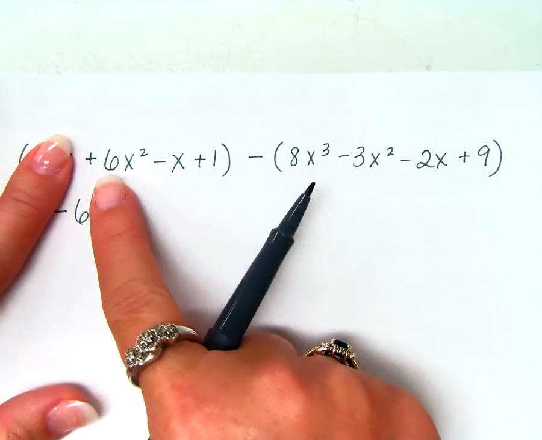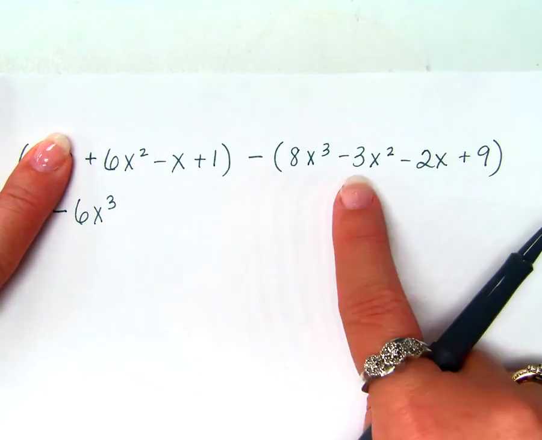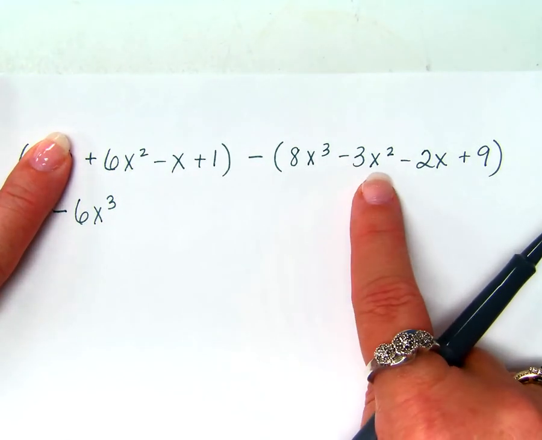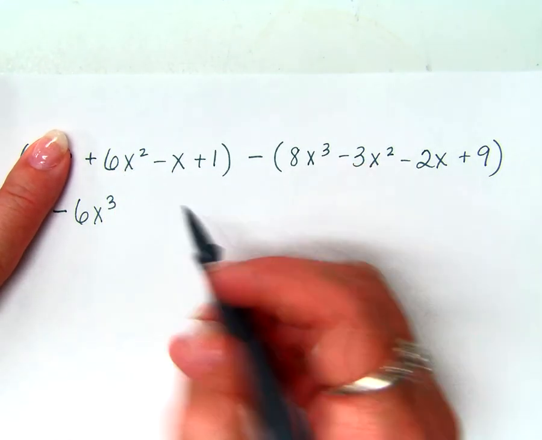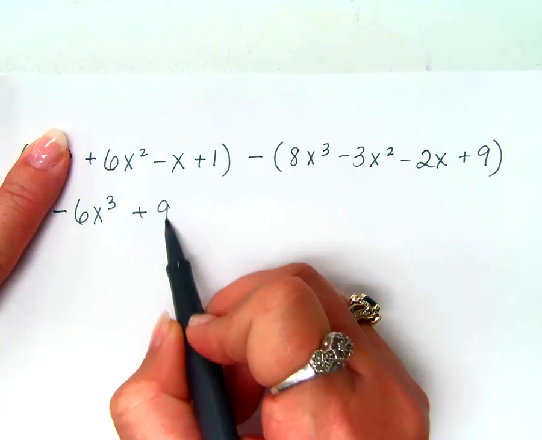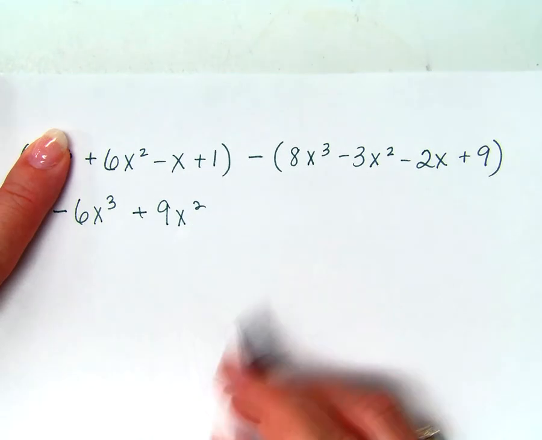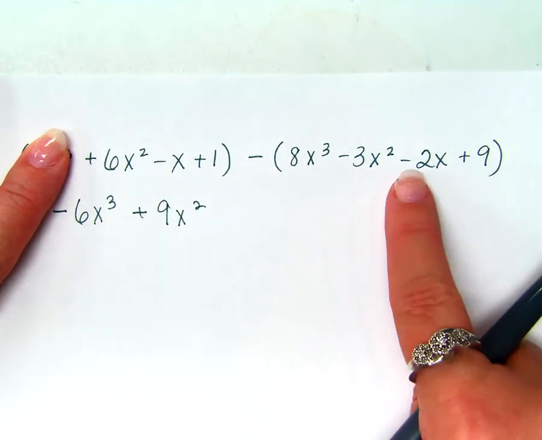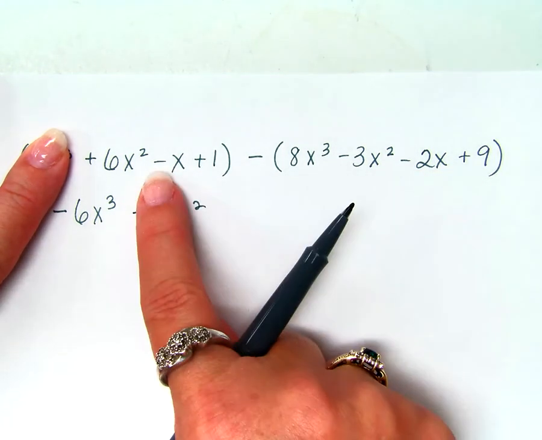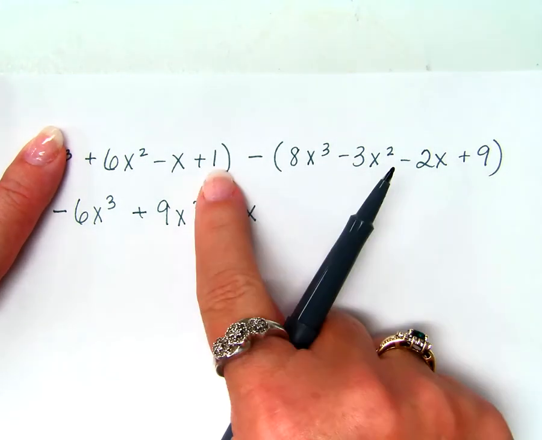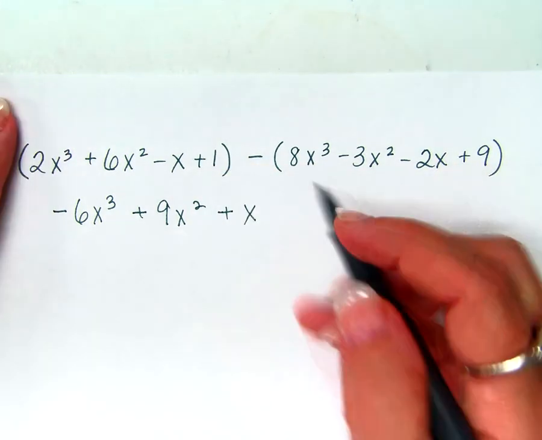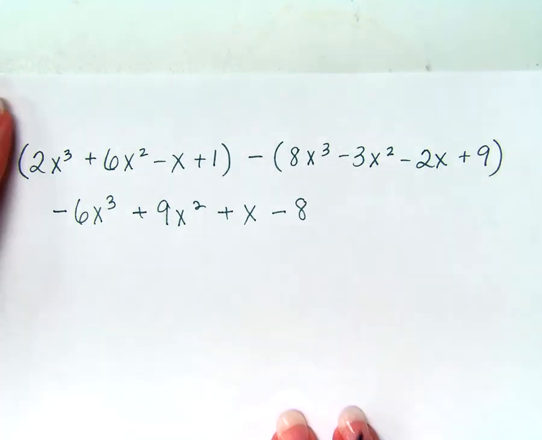Then 6x squared minus a negative 3x squared. Well, 6x squared minus a negative 3x squared is plus 9x squared. Negative x minus negative 2x, so negative x plus 2x is plus x. And then 1 minus 9. Well, 1 minus 9 is negative 8.